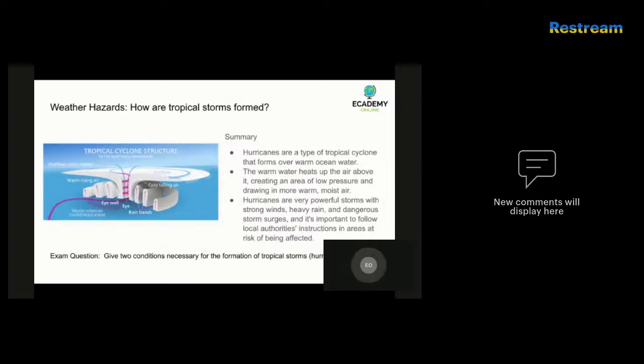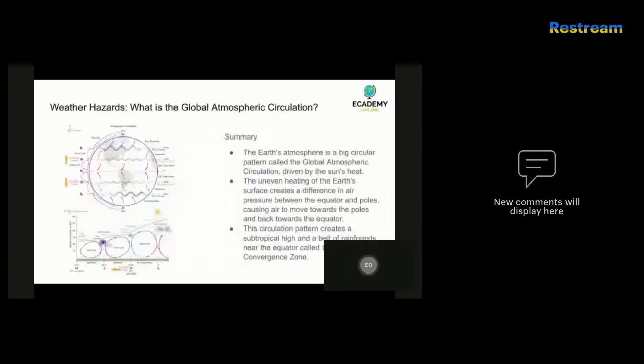So let's kick off with looking at what is global atmospheric circulation. The Earth's atmosphere is a bit like a giant ocean of air, essentially, that surrounds our planet. And this air moves around in a big circular pattern, which is called the global atmospheric circulation. The main force that drives this circulation is the heat from the sun.